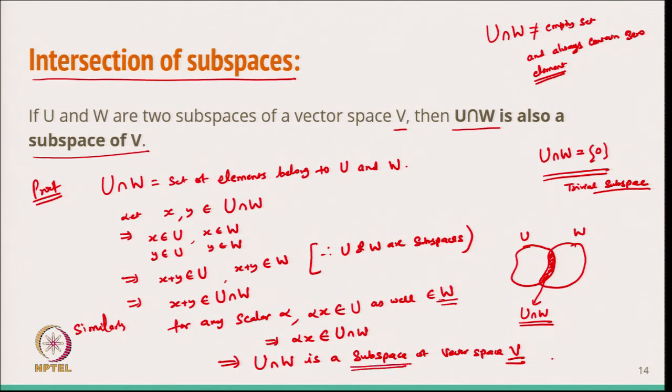Okay, so I will stop here. Today we have discussed some important properties of subspaces. We started with the union of subspaces, and we found that the union need not be a subspace of the vector space V, and then we discussed the intersection of subspaces. We will continue these things in the next lecture.